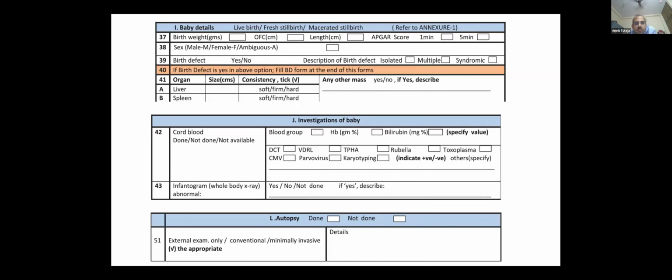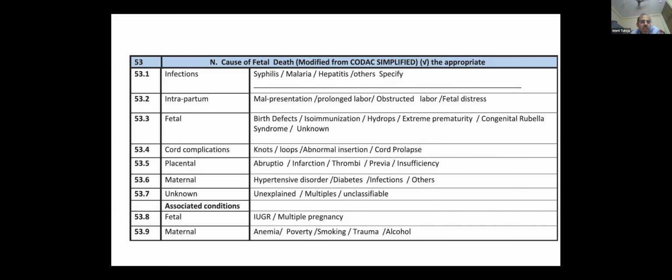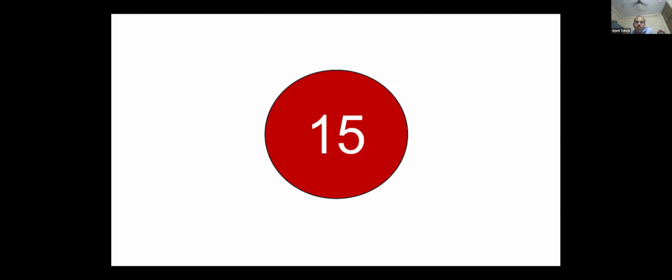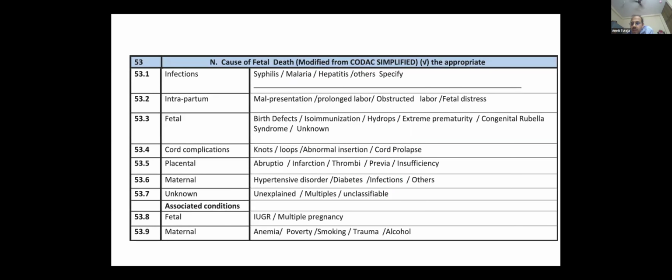Then this is our part, the baby details. Then we have to examine the baby. We have to write if any congenital visible abnormalities are there, what the birth weight is, what the sex of the baby is, if any visible anomalies are there. Then the basic investigations we can do if relevant, infantogram if anomalies are there, and then autopsy. Finally, the cause of fetal death also they have to mention and submit this detailed report. So if no cause is obvious from the history and detailed investigations, then autopsy also can be offered to the family.